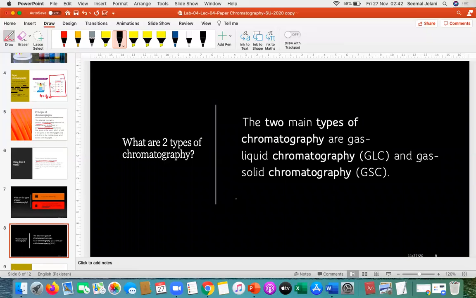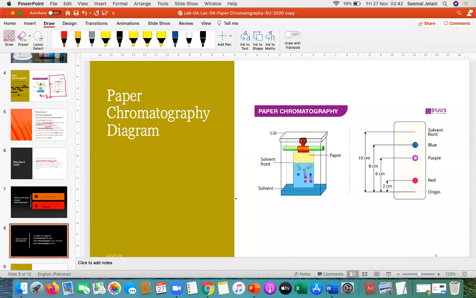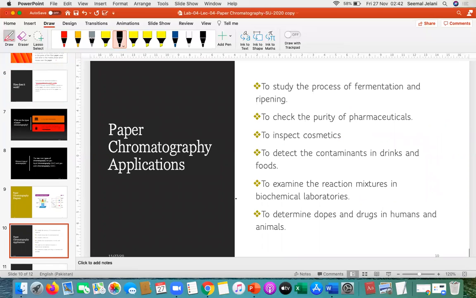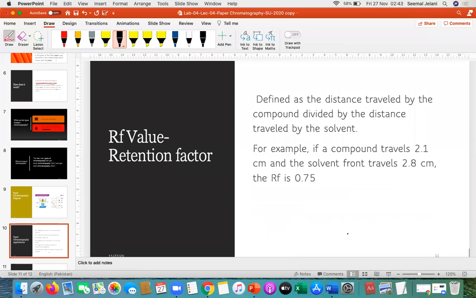The two main types of chromatography are gas liquid chromatography and gas solid chromatography. So again, this is the diagram, this is the homework, this is the target, this is the activity of 25%. What are the applications of chromatography? To study the process of fermentation and ripening, to check the purity of pharmaceuticals, to inspect cosmetics, to detect the contaminants in drinks and foods, to examine the reaction mixtures in the biochemical laboratories, and to determine dopes and drugs in humans and animals. So these are the main factors, right?